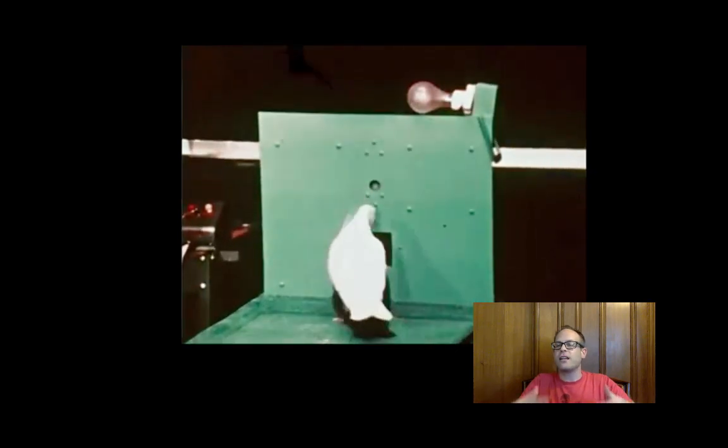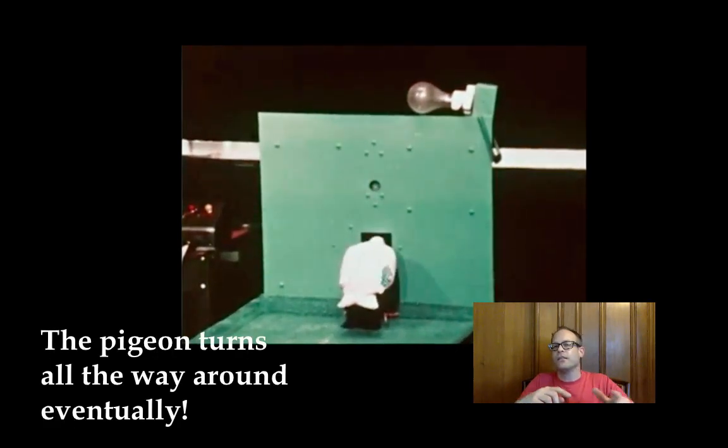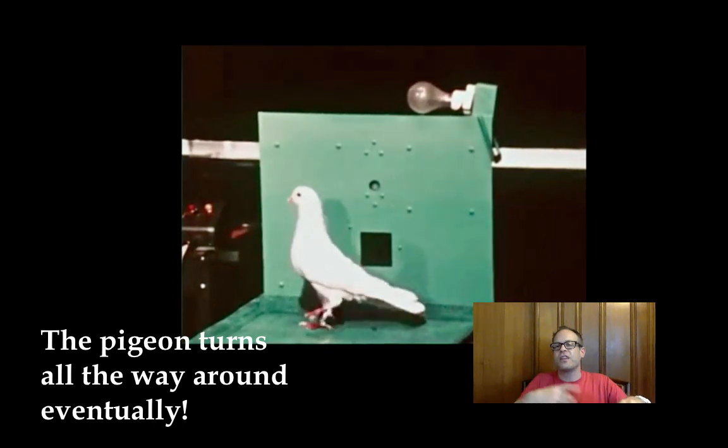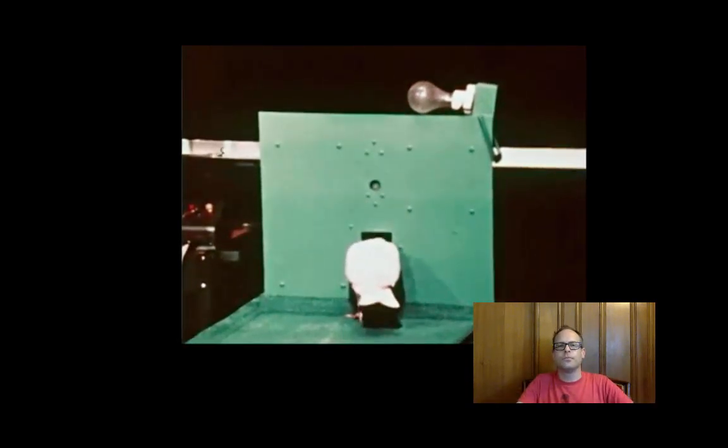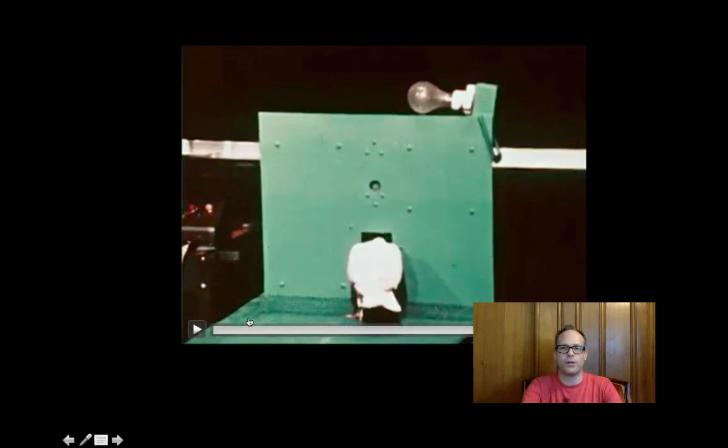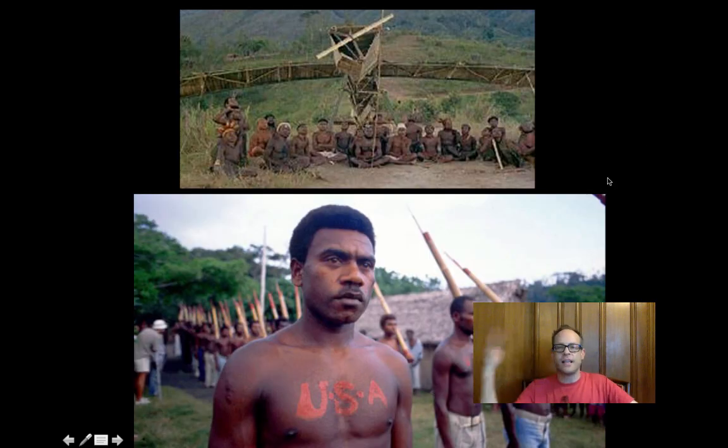So he's creating an association between a stimulus and a pattern, right? So a reward and a pattern. And eventually he convinces this bird that he needs to turn around. Now, you may say, okay, so what? Who cares? Well, this is actually super important.